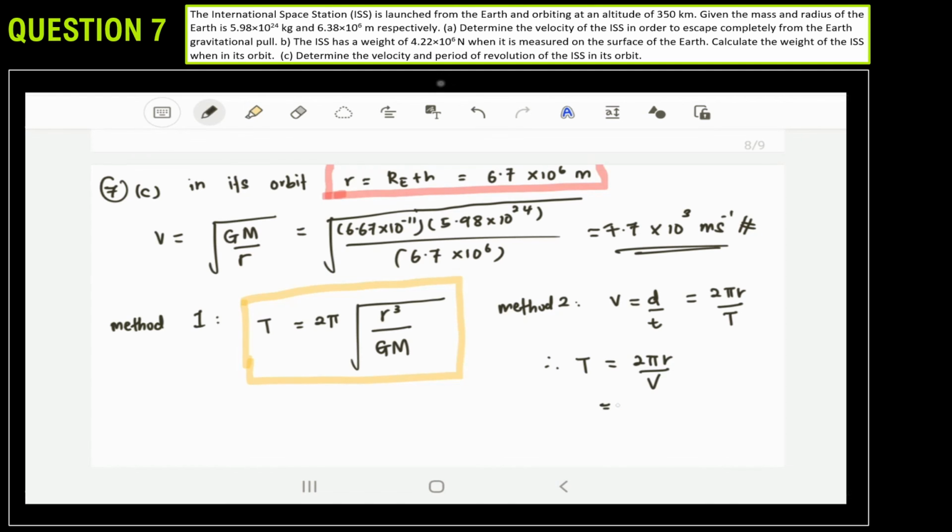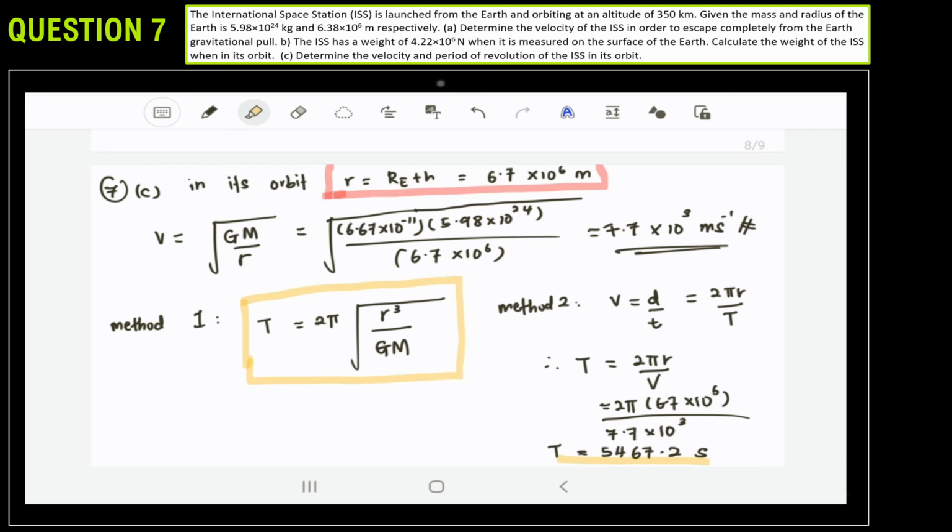So if I substitute 2 pi and r, which we calculated earlier as 6.7 times 10 power of 6, and V is 7.7 times 10 power of 3, therefore T is equal to, try pressing the calculator and calculate. So the answer is 5467.2 second. So if you use the second method, your answer is 5467.